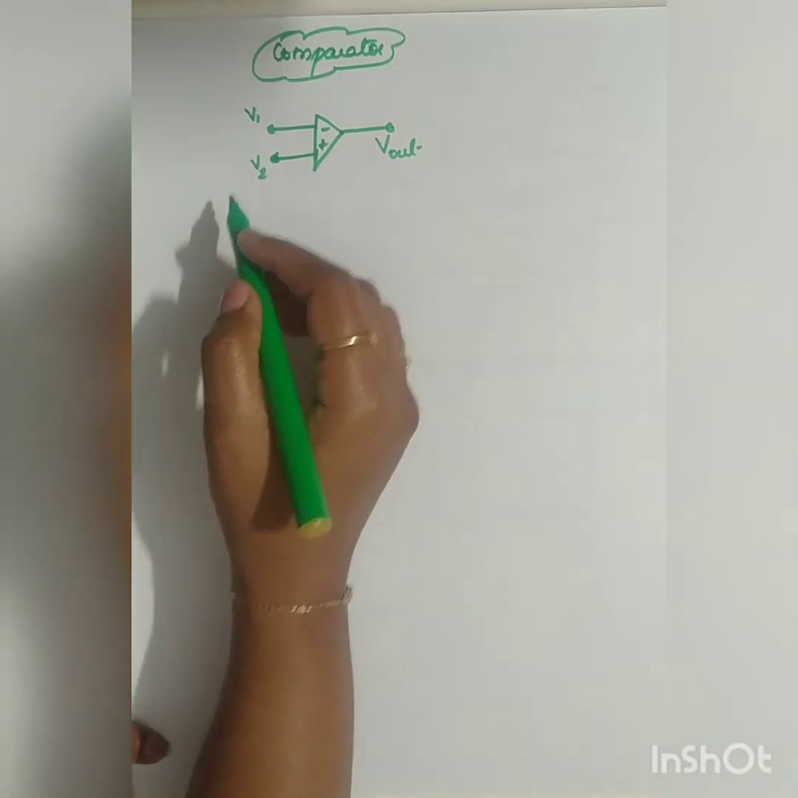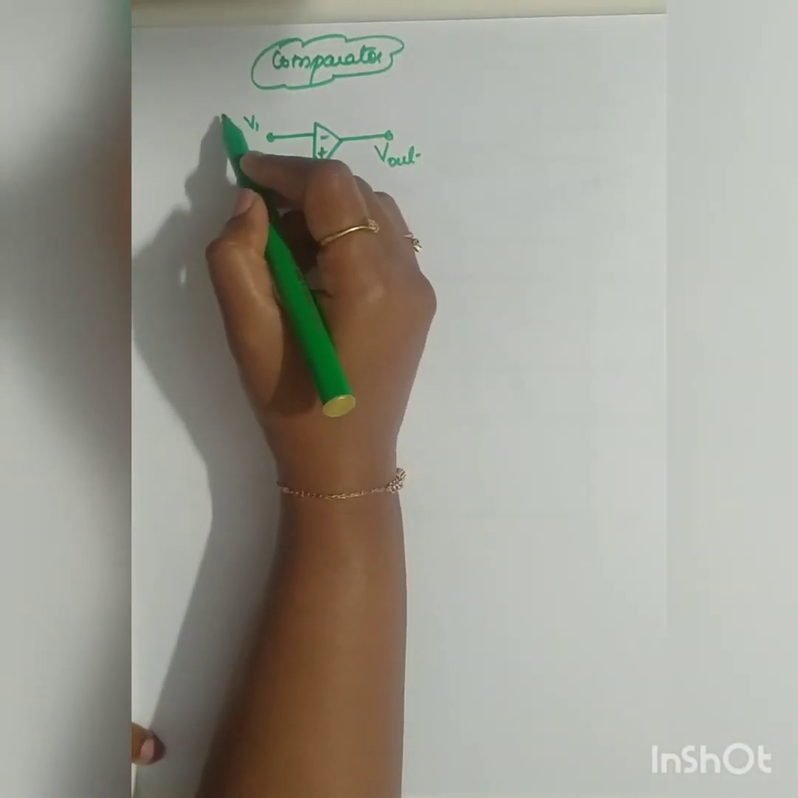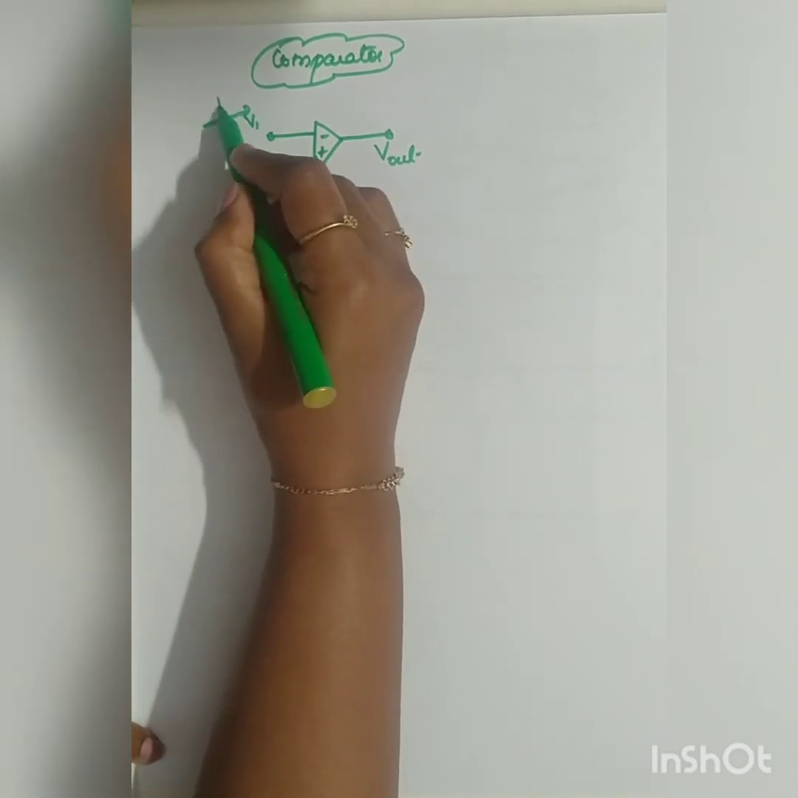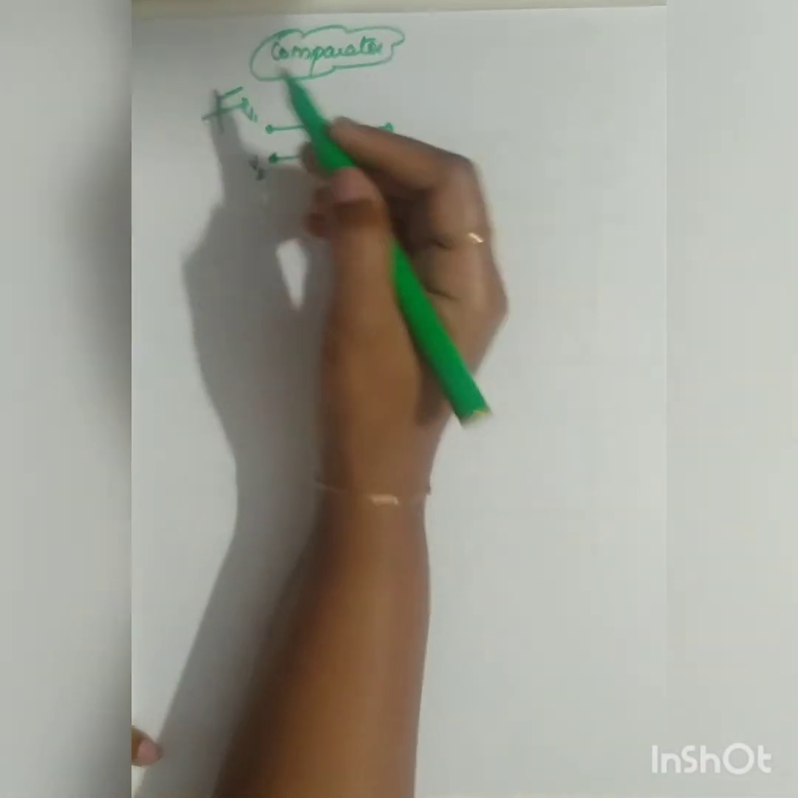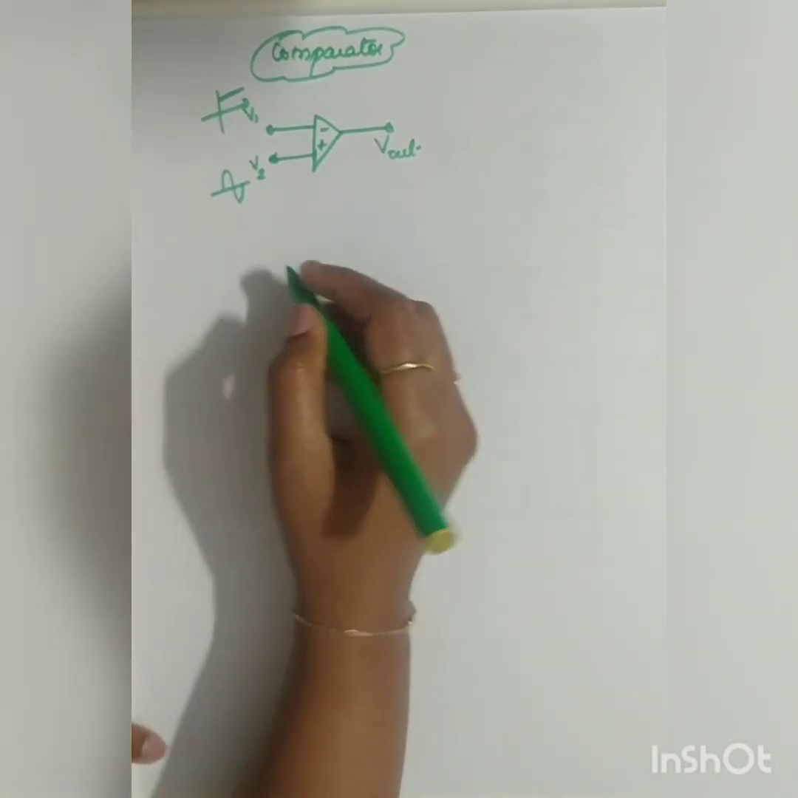Let me take an example. At V1 I am going to take a DC signal, that is a constant signal, and across V2 I am going to take a sinusoidal signal. So what will be your waveforms?